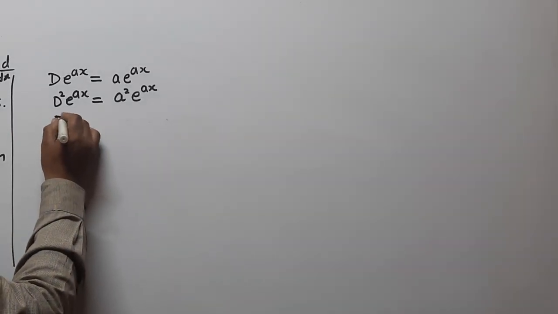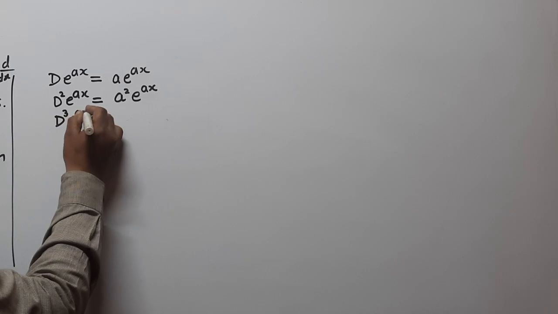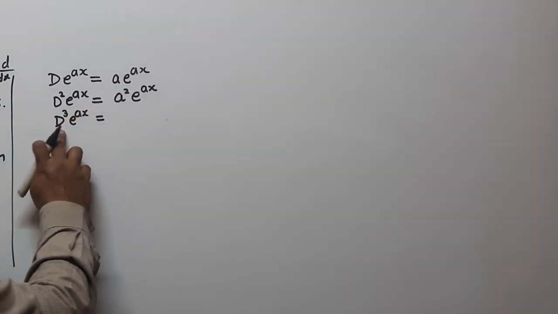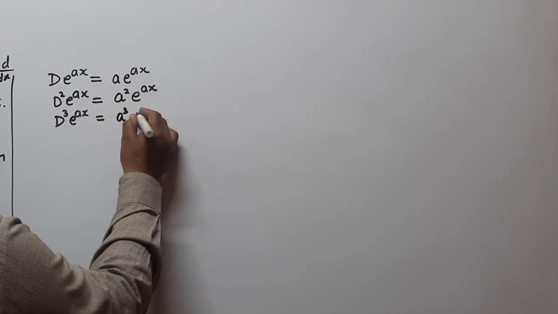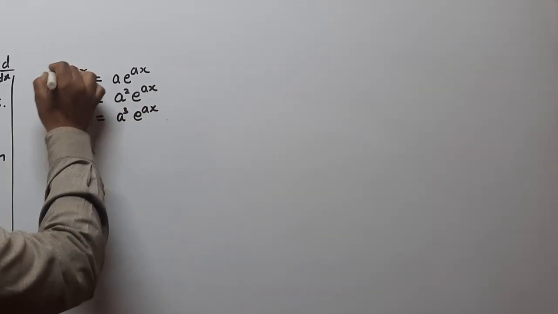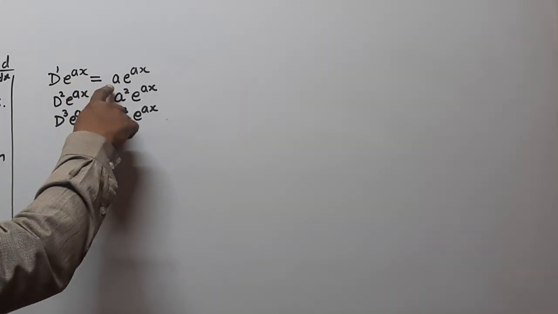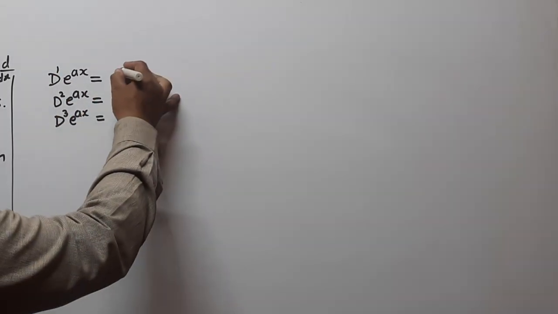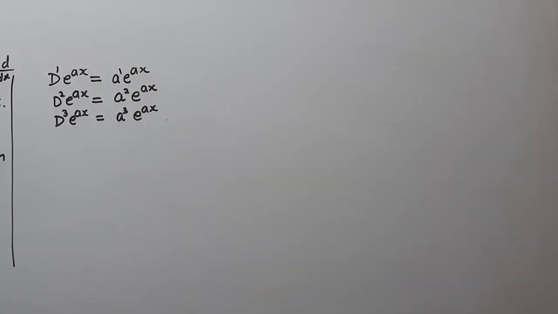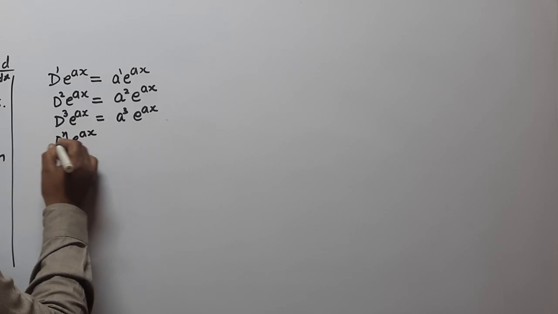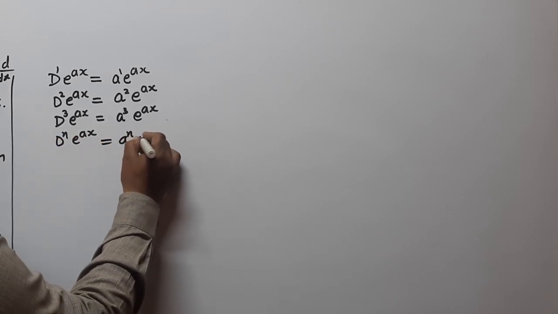Now again we differentiate with respect to x, that means we find the third order derivative of e to the power ax, and we get a cube e to the power ax. So you can see, when we differentiate e to the power ax one time, we get a to the power 1 e to the power ax. Two times, we get a square. Three times, we get a cube. Similarly, when we differentiate e to the power ax n times, we get a to the power n e to the power ax.